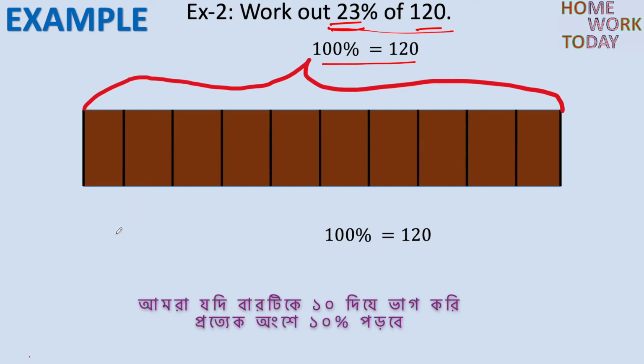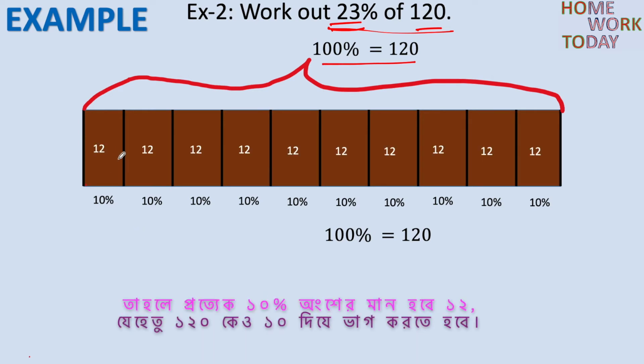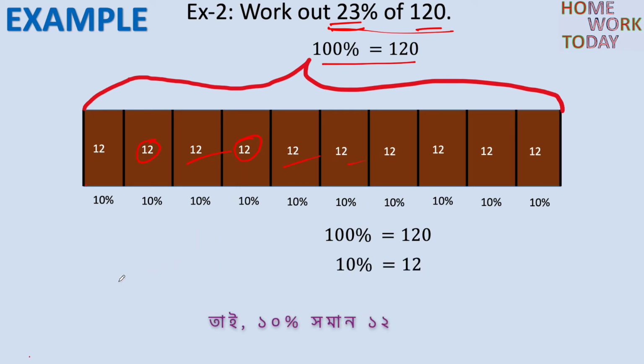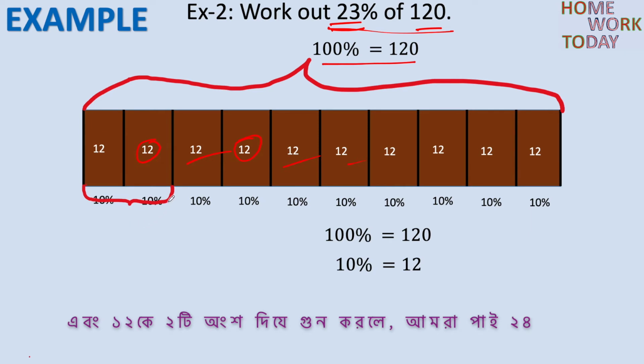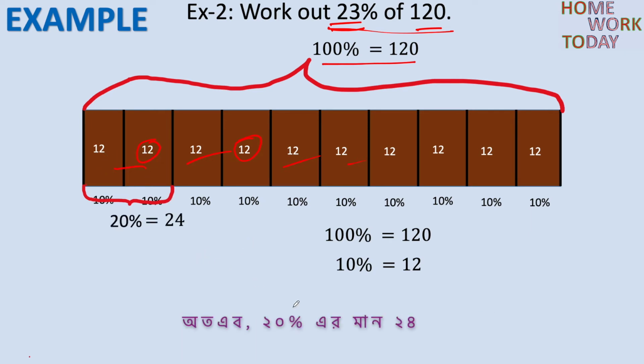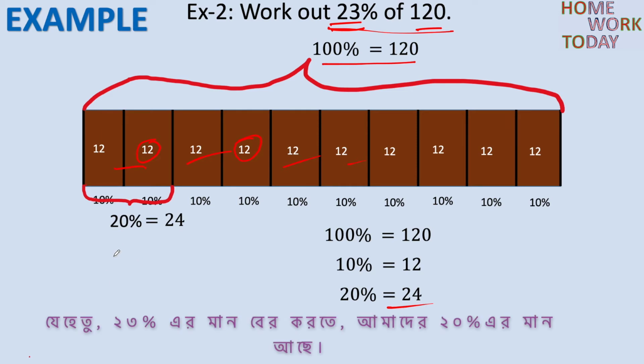If we divide the bar by 10, each part is 10%. So each part is worth 12 gram, as we also need to divide 120 by the same 10. So 10% is equal to 12. Now we need 2 parts to get 20%, and by multiplying 12 by the 2 parts, we get 24 gram. Therefore 20% is worth 24. So 20% is equal to 24.